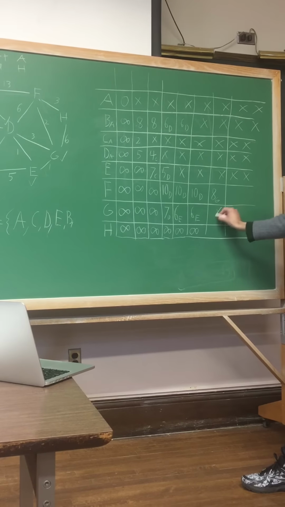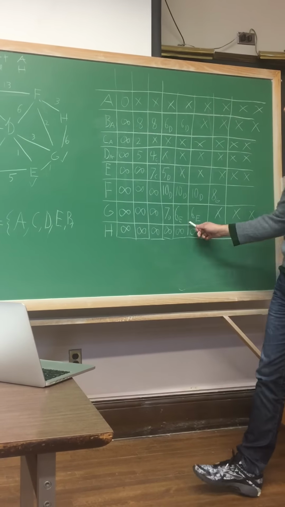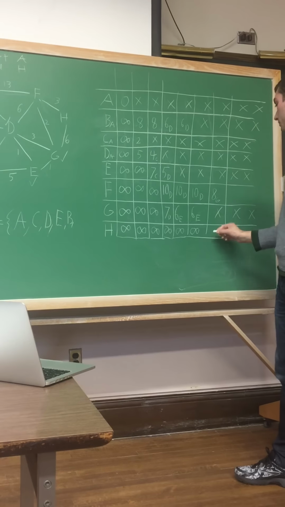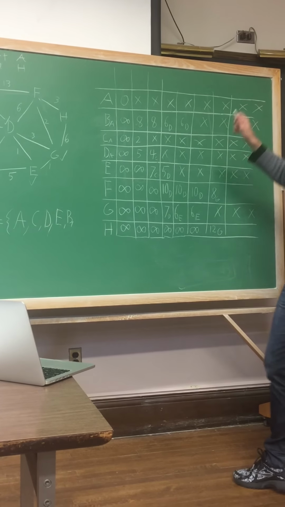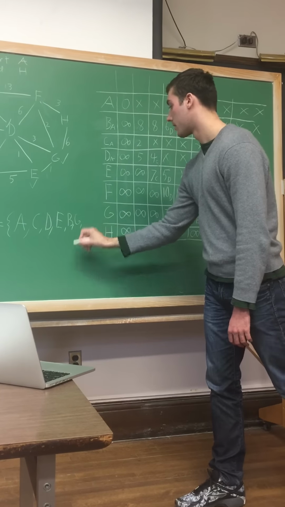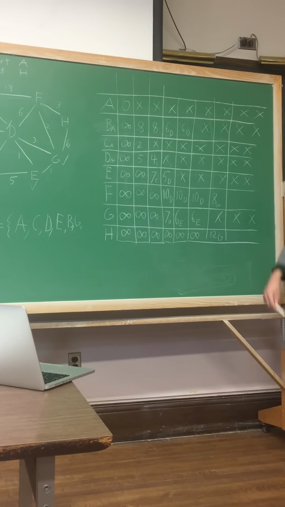Finally, we can get to H. The current value of G is 6, plus 6 to get to H is 12. And we got there from G. Okay. So now, does anyone want to tell me what the next node is?